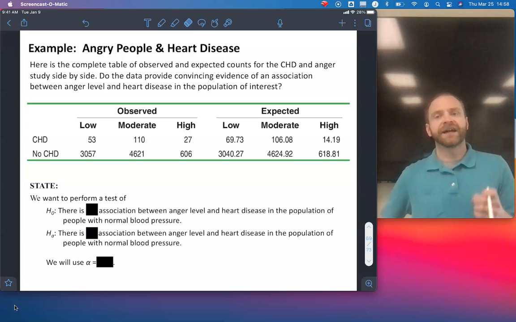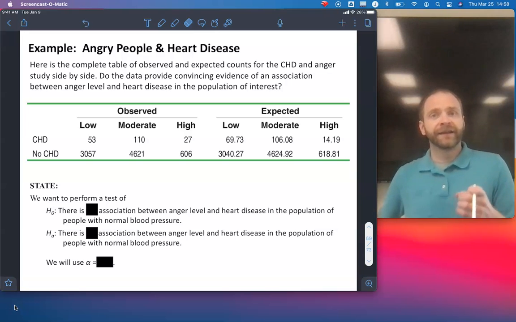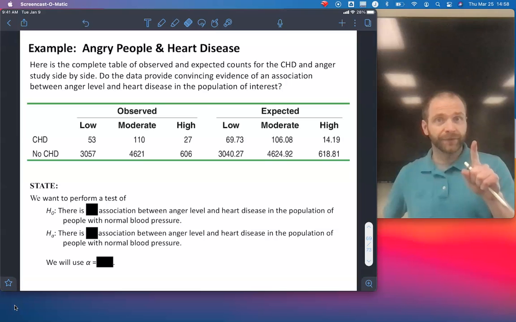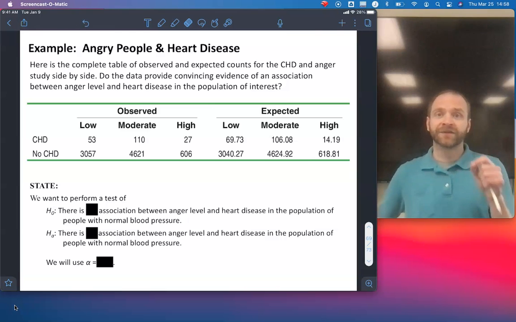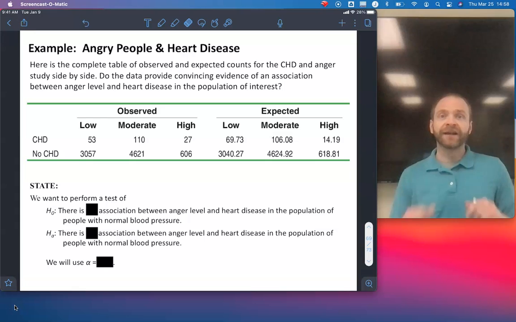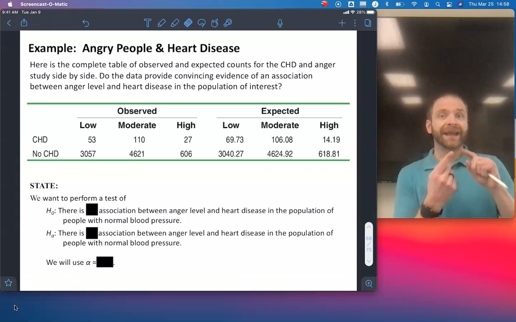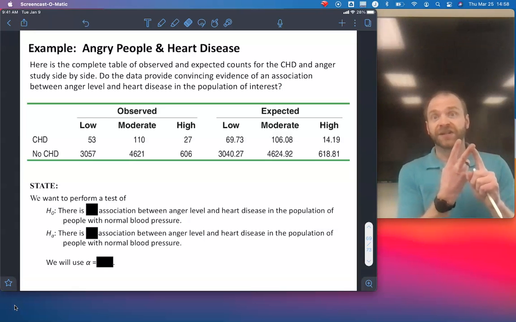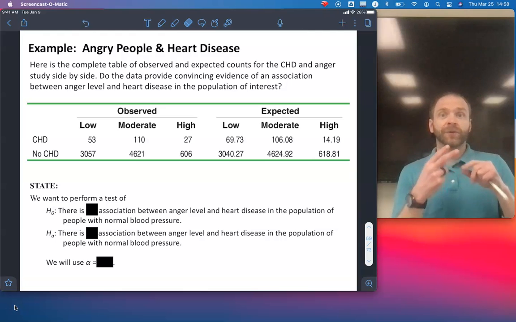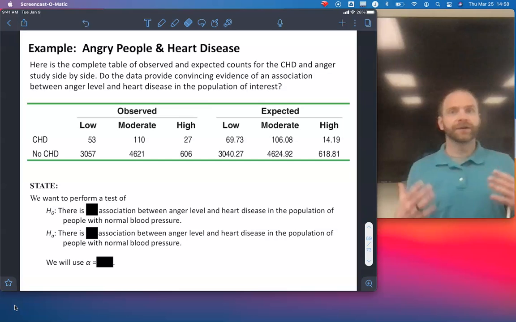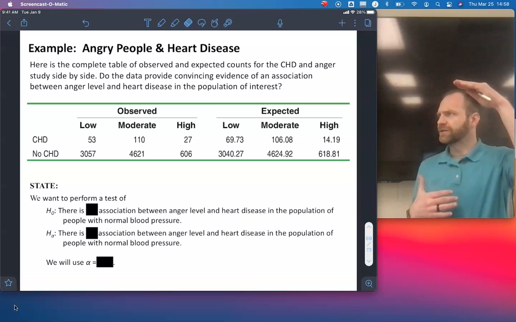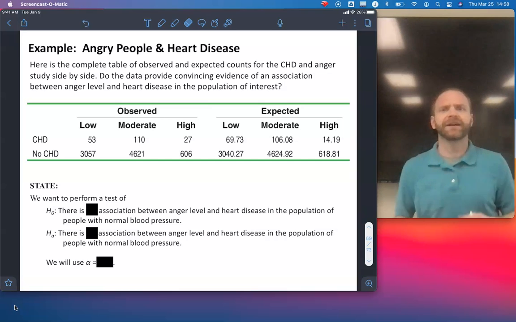We want to perform a test of, now again, this is taking one sample, and we're looking at a relationship across two categorical variables. Is there an association or is there no association? Are they independent? Are they not independent? And those two categorical variables are anger level and CHD, heart disease or no heart disease. Anger level and heart disease are the two categorical variables. So your categorical variables, wow, those are the headers for the rows and the headers for the columns. That's nice.